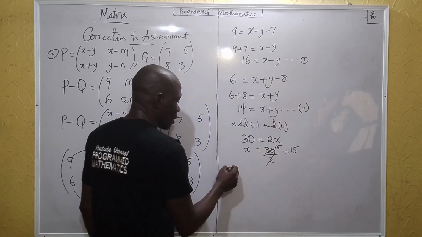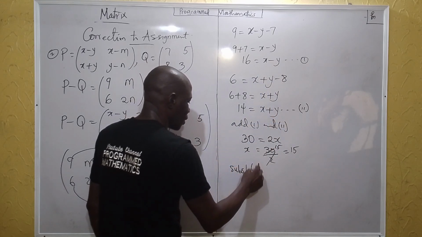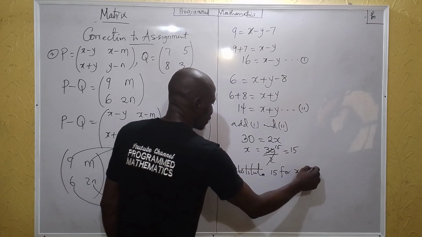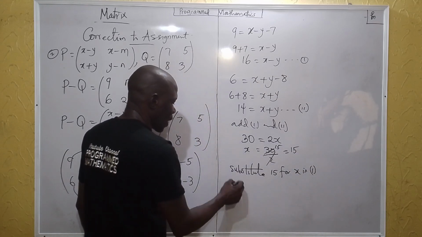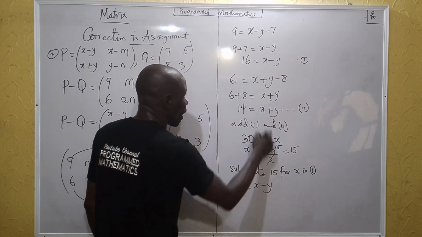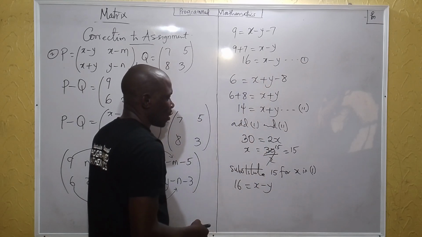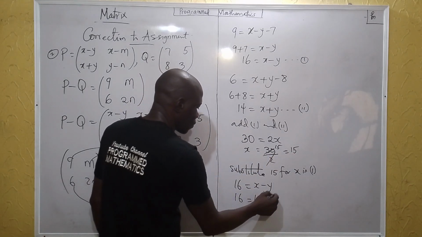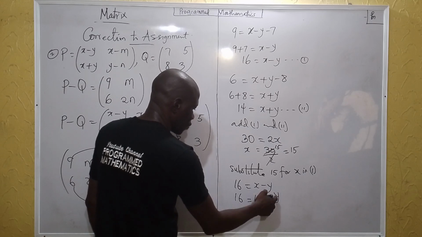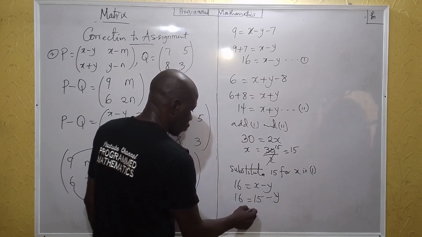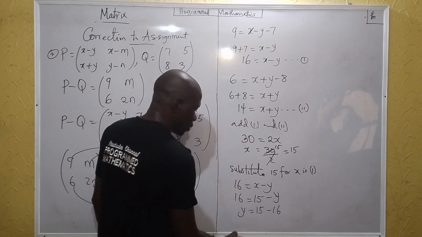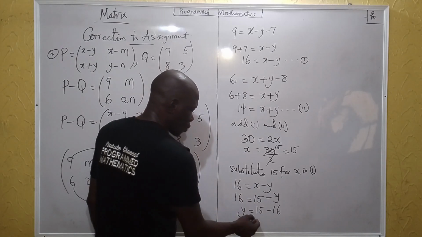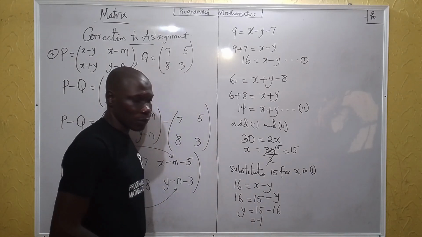Now that x is 15, we can find y either from equation 1 or equation 2. So we can simply substitute 15 for x, and let's use equation 1. In equation 1, we have 16 equals x minus y. So now that x is 15, we have 16 equals 15 minus y. If you make y subject of the formula, y will be equal to 15 minus 16. Bring this minus y back, it has the plus. 16 will go to the other side to become minus. So y in this case equals minus 1.